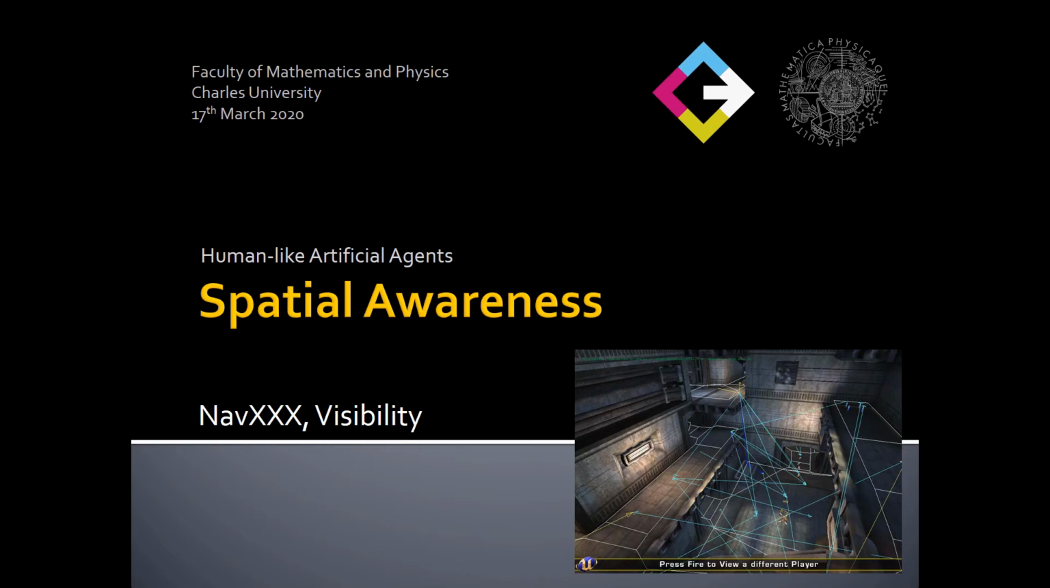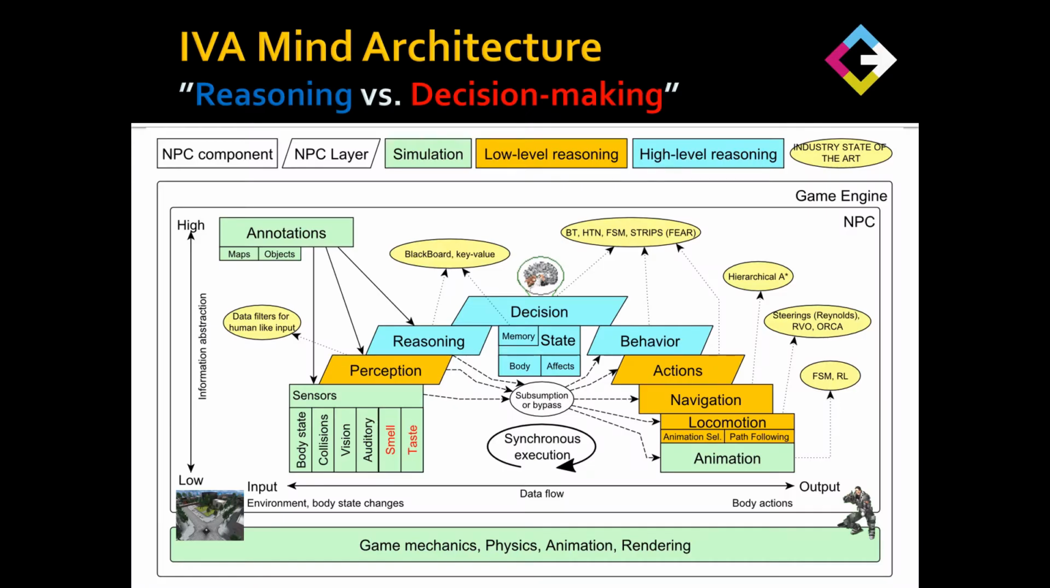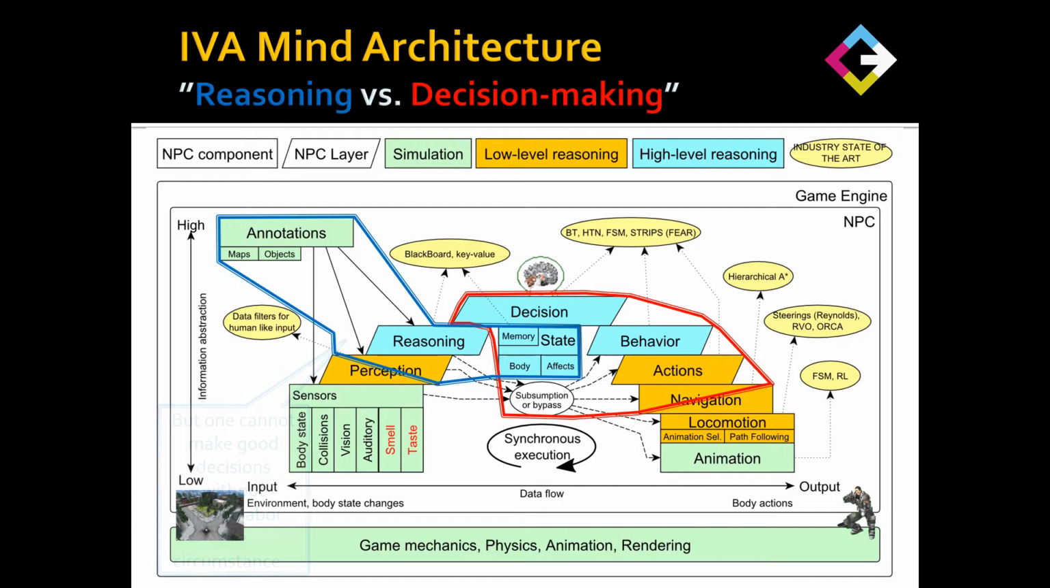Hello and welcome to the 5th lecture on human-like artificial agents. Today we will focus on spatial awareness and discuss the background of the environment abstraction we have been using during the labs for some time already. So far we have been discussing decision-making in previous lectures. Today we are moving to the reasoning part of the IVA.